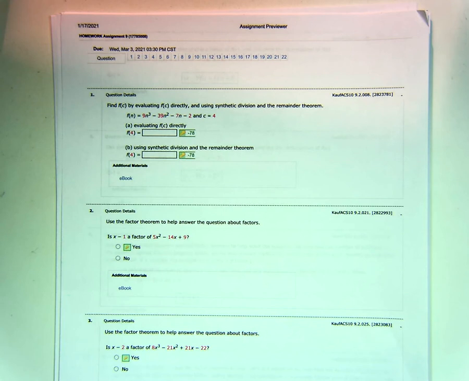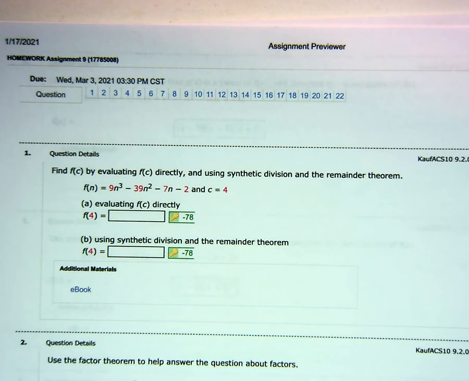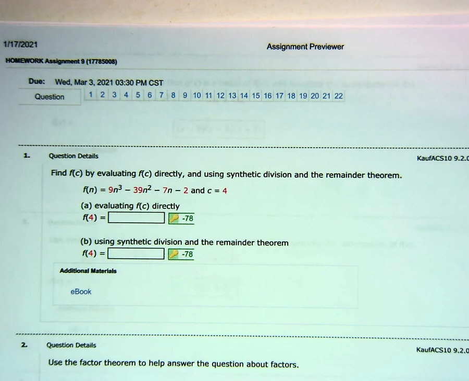As you can see, we have numbers 1, 2, and 3. For number 1, I'm going to do a bit of going in and out and zooming in for you. It's asking you to evaluate and use synthetic division to determine the remainder for the remainder theorem. That was one of the ones that I just did not like at all. But here's the thing about that.